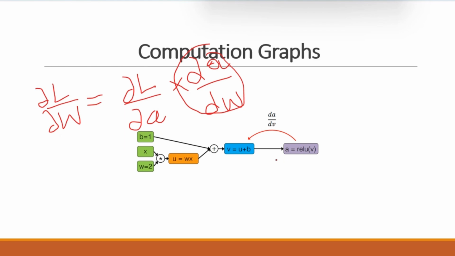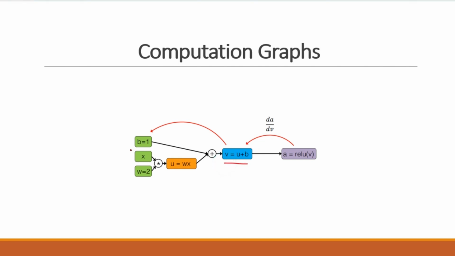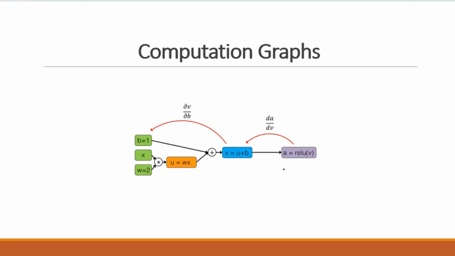That's what I'm going to show you in the next couple of slides. Here I have the first step, computing the derivative of the activation with respect to the input of the activation. Here this is the derivative of a with respect to v. That's the first step, and using this computation graph we can make this super easy. The next step would be computing the derivative of v with respect to b, because we are interested also in the bias, since bias is also like the weight, a model parameter.